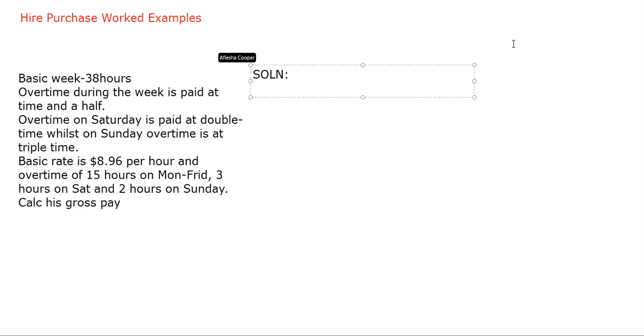Okay, so today's class we will be continuing with examples of hire purchase. We have a question here that says in a basic week, which is 38 hours, overtime during the week is paid at time and a half, overtime on Saturday is paid double time, whilst on Sunday overtime is at triple time. Now your basic rate is $8.96 per hour, and overtime of 15 hours on Monday to Friday, 3 hours on Saturday, and 2 hours on Sunday. And they're asking us to calculate his gross pay.